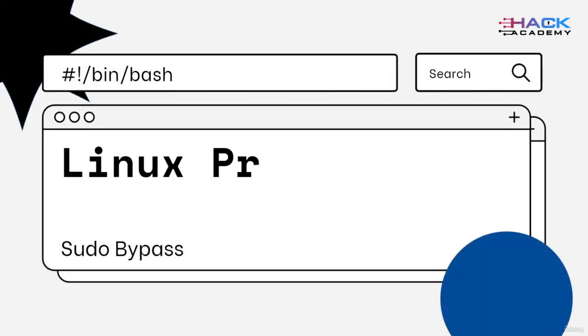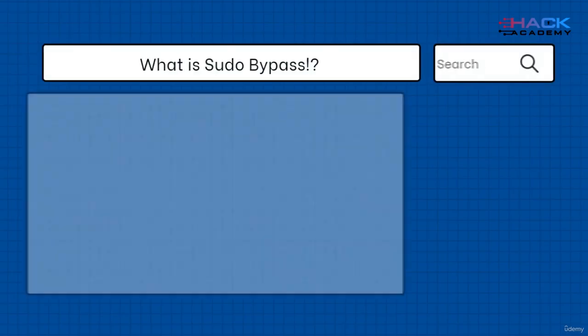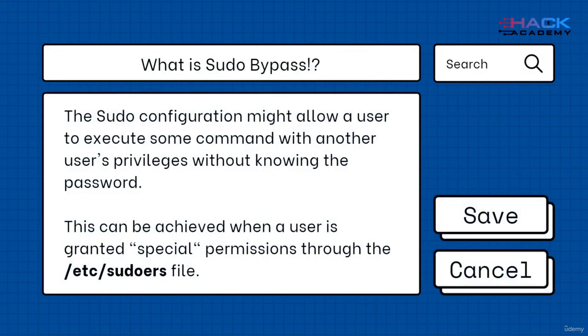In this section, we're going to talk about sudo bypass. If a user that an attacker can access has permission to execute certain applications as the root user, it can lead to a privilege escalation. So what is sudo bypass? The sudo configuration might allow a user to execute some command with another user's privileges without knowing the password. This can be achieved when a user is granted special permissions through the /etc/sudoers file.